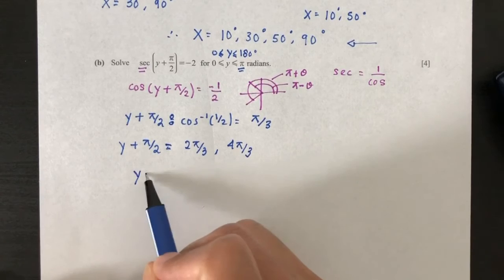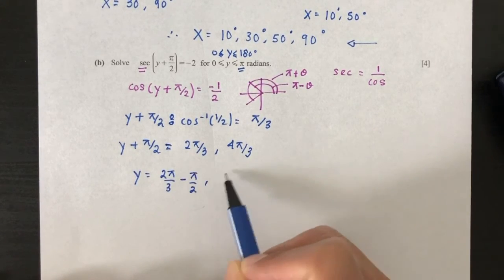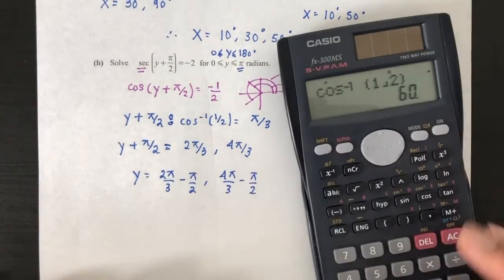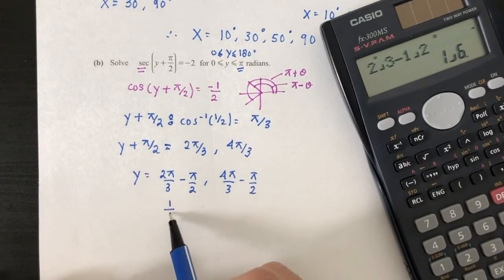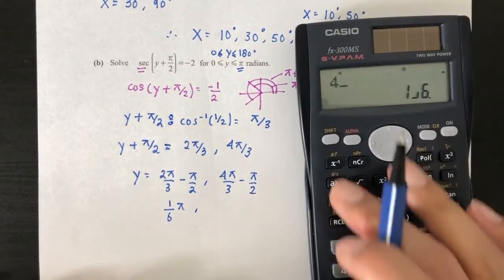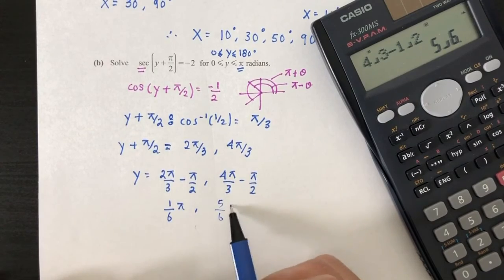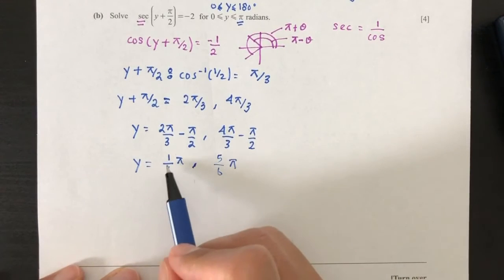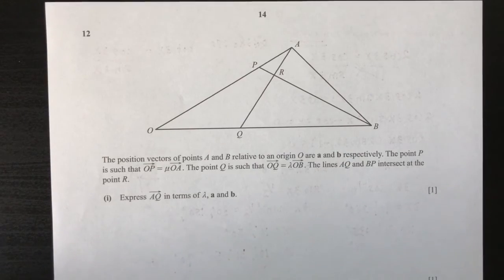Now y is equal to 2 pi by 3 minus pi by 2, and 4 pi by 3 minus pi by 2. 2 over 3 minus 1 over 2, that will be 1 over 6. So 1 over 6 pi, or it can be 4 over 3 minus 1 over 2, that will be 5 over 6. So for this question, y is equal to two values, 1 over 6 pi and 5 over 6 pi radians. And this is your question number 11. Move on to question number 12.